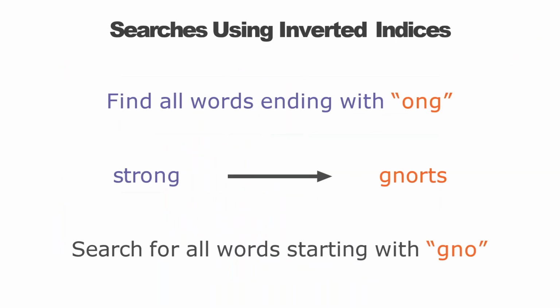Okay, now what also happens when you are searching with inverted indices is that you can also find all words ending with ong. Let's say you are searching for ong, so partial search, substring search is also available.